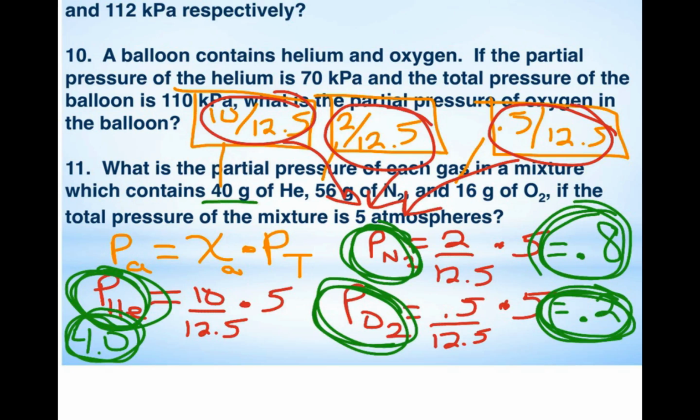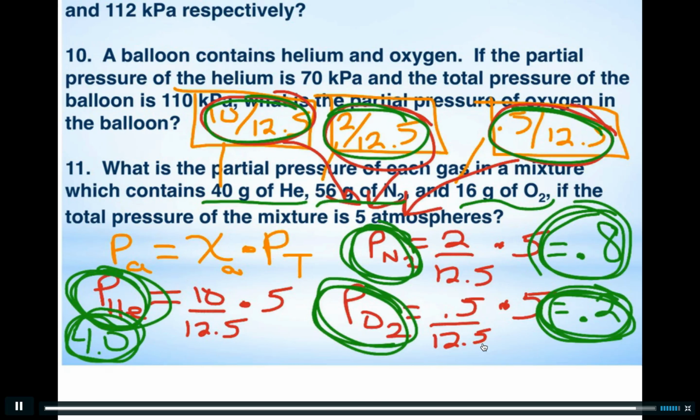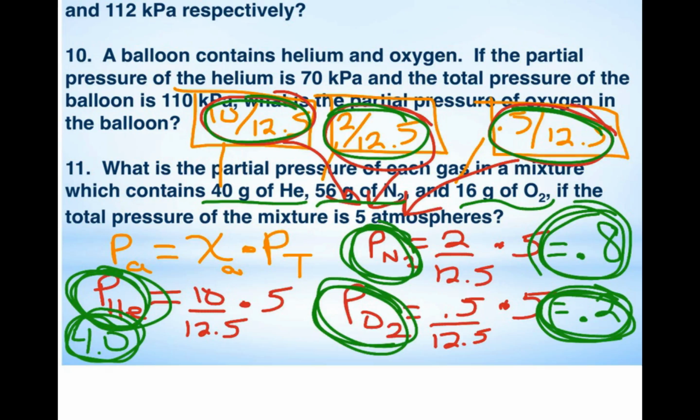Step 1, change grams to moles. Step 2, add the moles together. Step 3, come up with the mole fraction. And the next step and the last step, multiply the mole fraction times the total pressure to find the partial pressure of each gas.